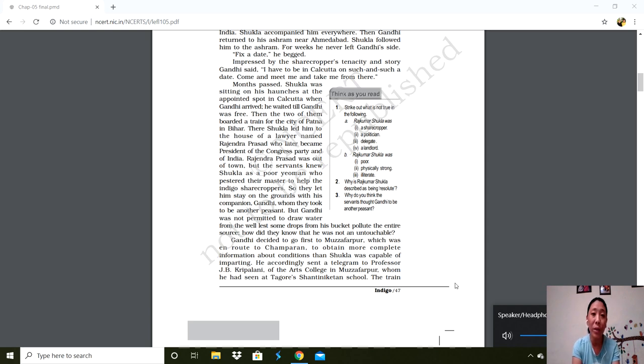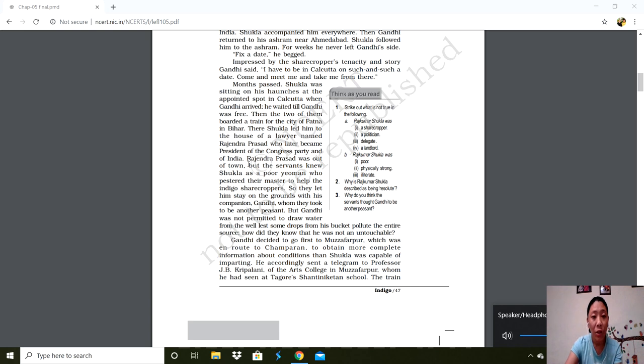So during those days, Rajendra Prasad was a lawyer, all right, and later on, after many years, he became the president of the Indian National Congress Party, and later on, he became the president of India. All right. So Gandhi was taken to Rajendra Prasad's house, who was then a lawyer.